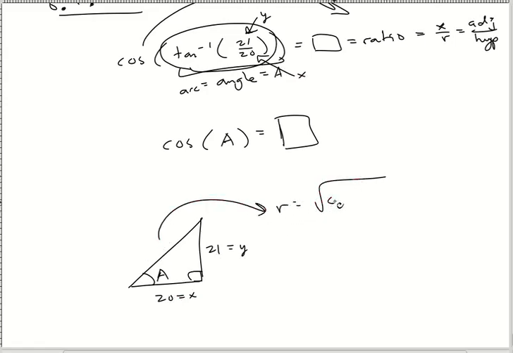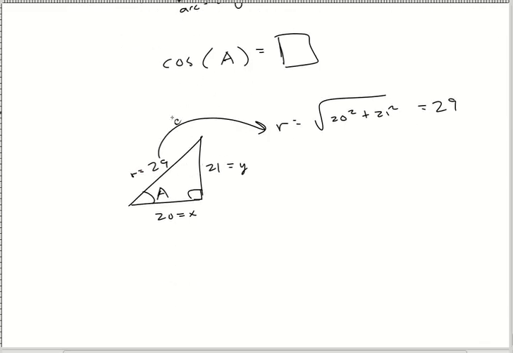So that's the square root of 20 squared plus 21 squared, and I got 29 with the square root of that. So 29 would be my r.